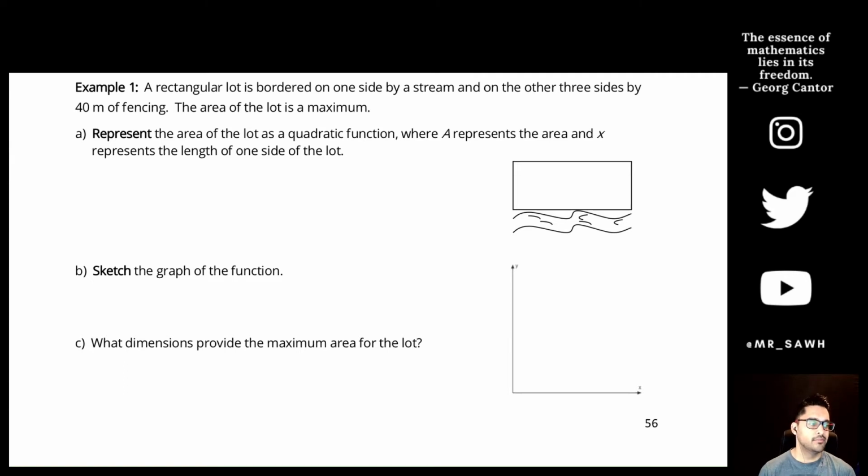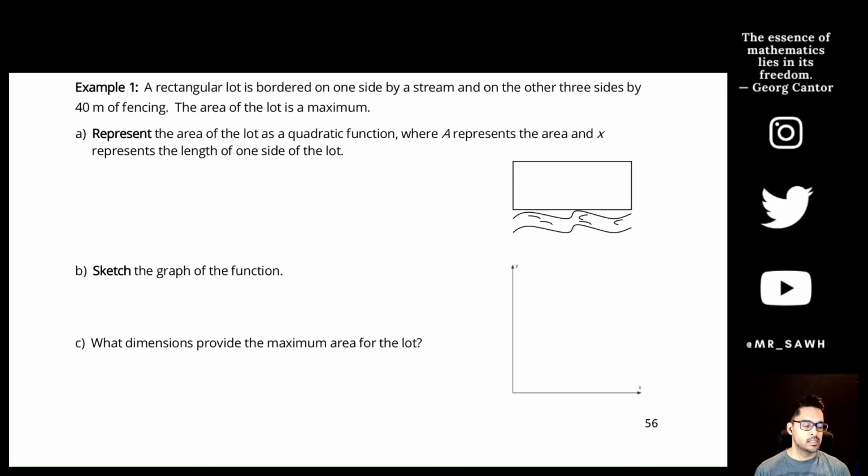If we take a look at the first one, we've got a rectangular lot bordered on one side by a stream, the other 3 sides by 40 meters of fence, and the area of that lot is a maximum. We are asked to represent the area of that lot as a quadratic function. A is going to represent area, x represents the length of one side of that lot.